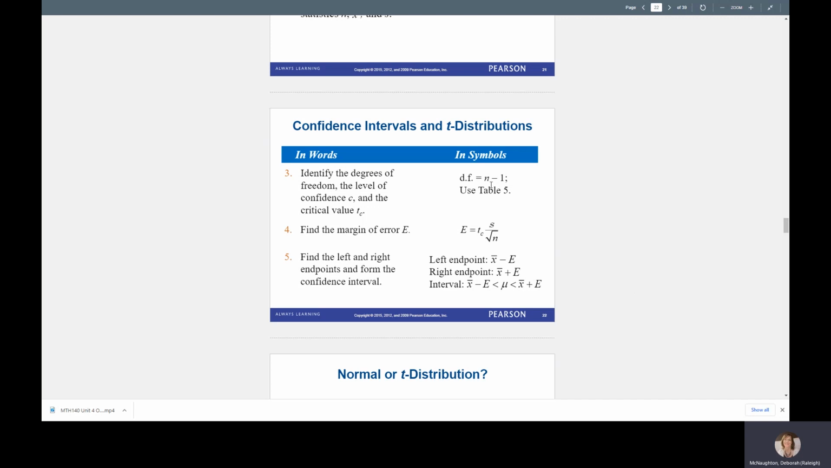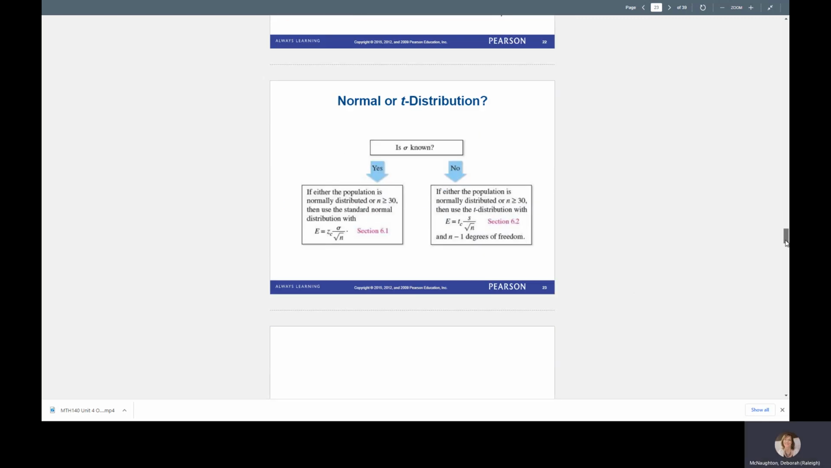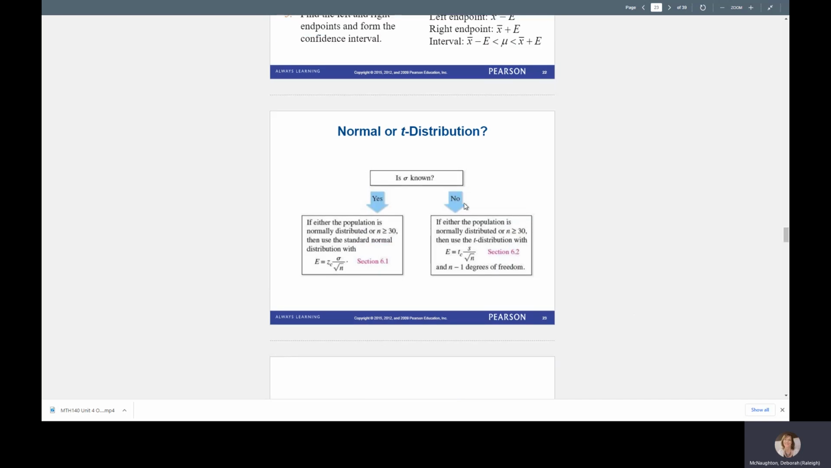The degrees of freedom will be n minus 1. And then we can use table 5 in the back of our textbook. We can use table 5, or again, I'll show you how to look these up in Excel, which is definitely an easier way to find them. And the margin of error is t times s over the square root of n. And then the left endpoint is x bar minus e, and the right endpoint of the confidence interval is x bar plus e.